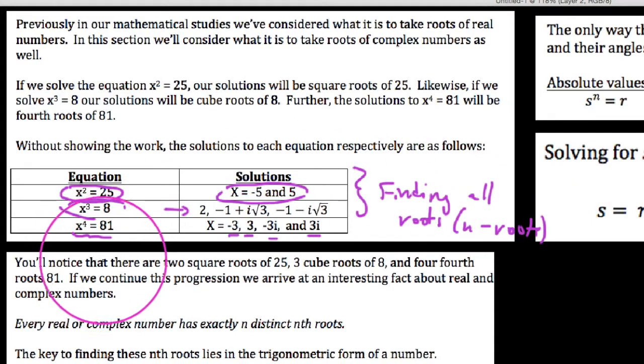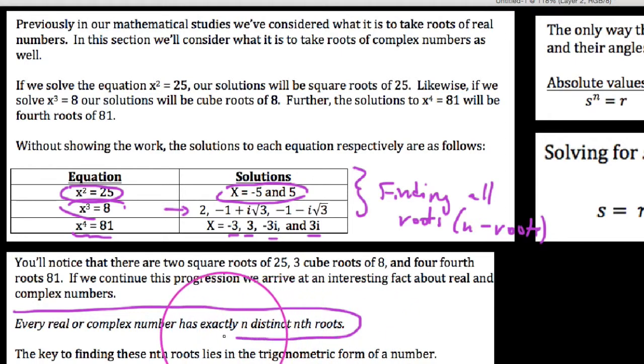So here's the deal. Notice that there were 2 square roots of 25, 3 cube roots of 8, and 4 fourth roots of 81. Here's what I can tell you. At least in algebra, we can make this statement and be 100% true: every real or complex number has exactly n distinct nth roots, okay?